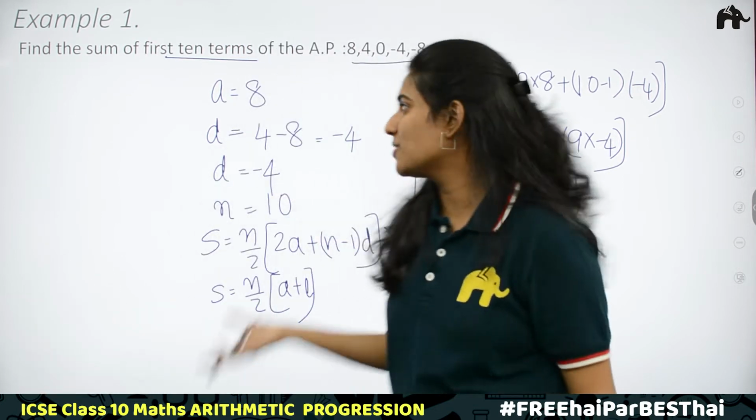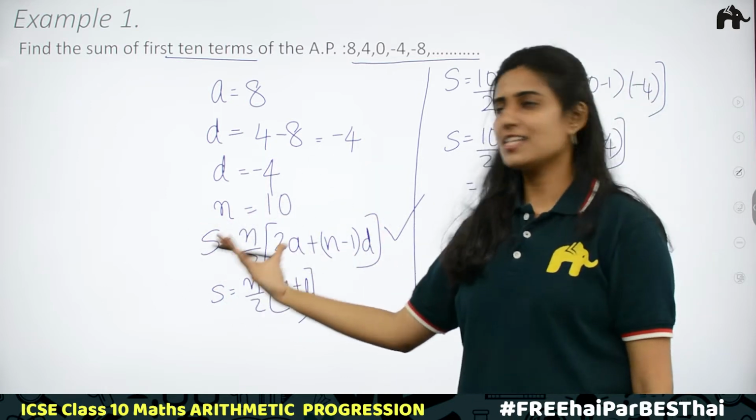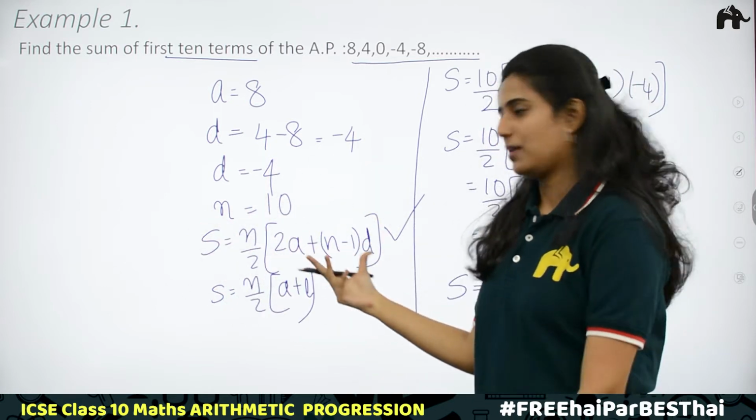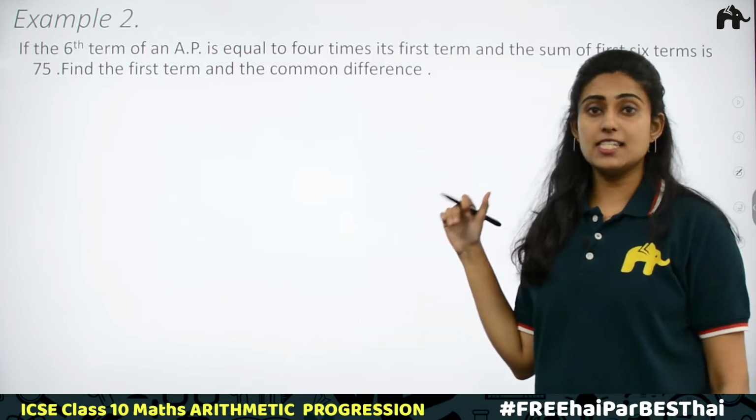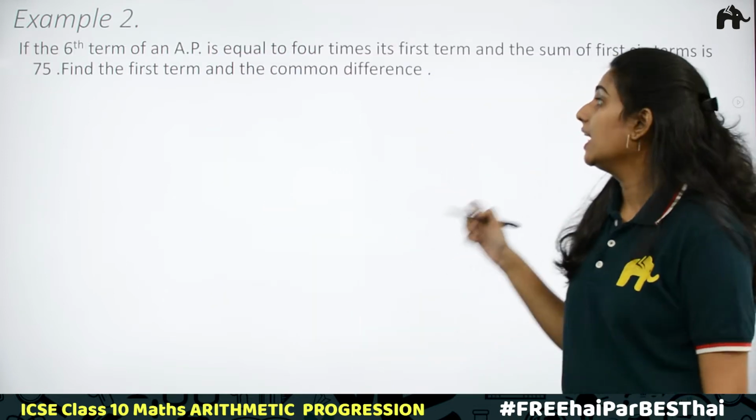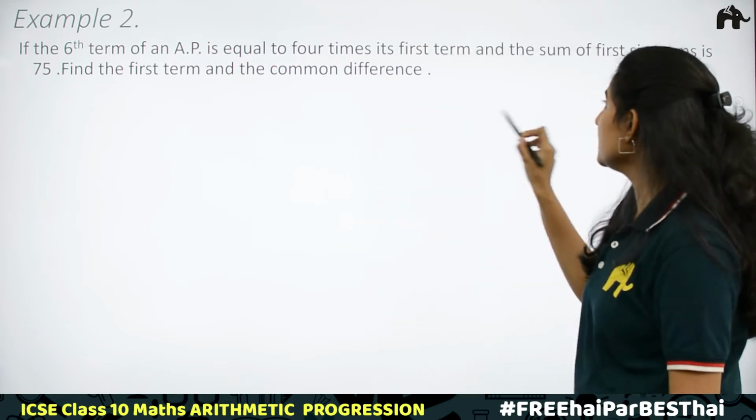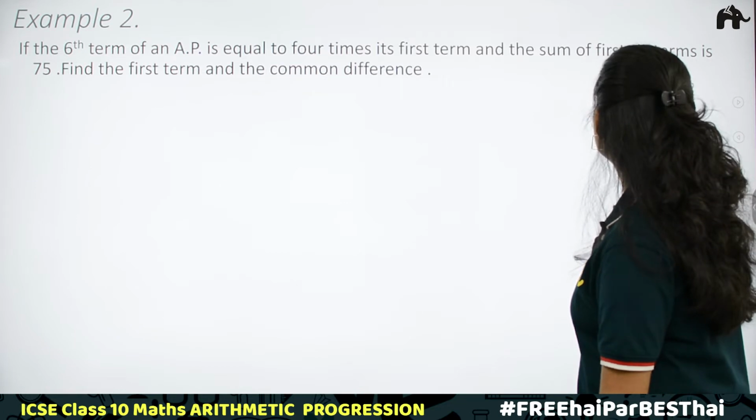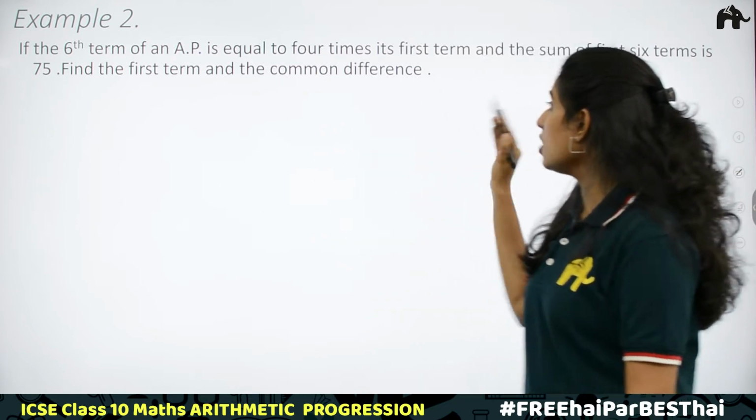We just need to substitute the values of a, d and n to find the sum of n terms in this formula. Okay. Next example, this is a question that came for the ICSE Board Exam 2020. If the sixth term of an AP is equal to 4 times its first term and the sum of the first 6 terms is 75, find the first term and the common difference.